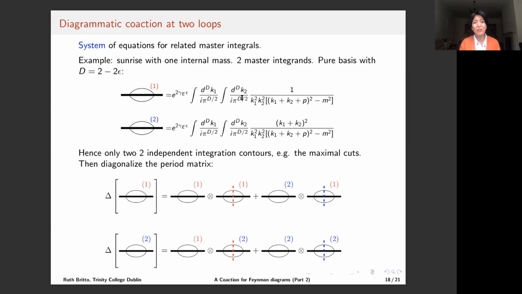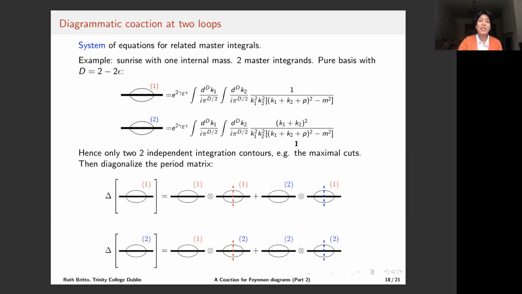I did show it earlier, this is also a kind of 2F1, so this is related to the 2F1 coaction. Now we have 2 masters in the top topology, and we can take them to be the ones shown here, say number 1 and number 2. Here you can sometimes square a propagator, but here we've chosen to introduce a numerator. So these are still pure in 2 minus 2 epsilon dimensions.